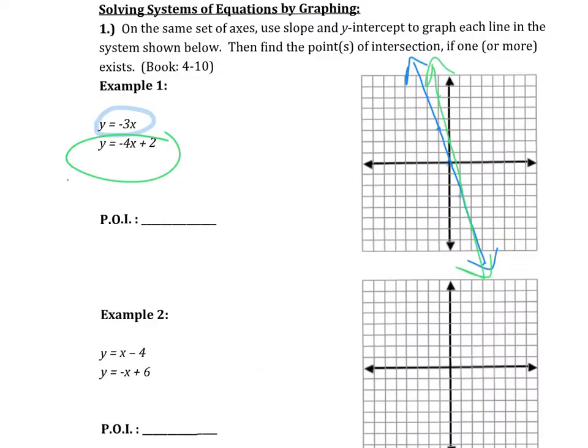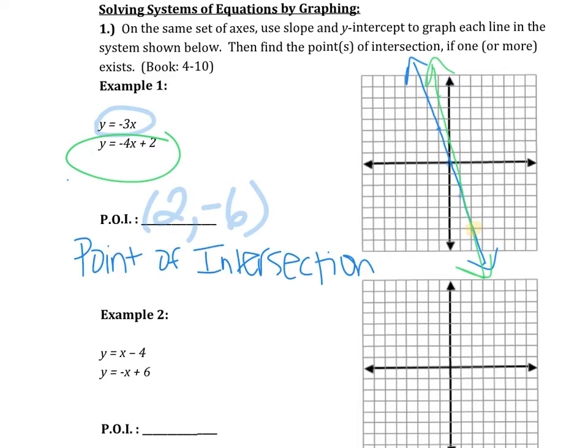Now that we graphed both lines, we want to find the POI, which stands for point of intersection. So if I take a look, my POI is going to be right here, which is at the point x is 2, y is negative 6. So we're going to have 2 comma negative 6. So our point of intersection, or POI, is 2 comma negative 6.